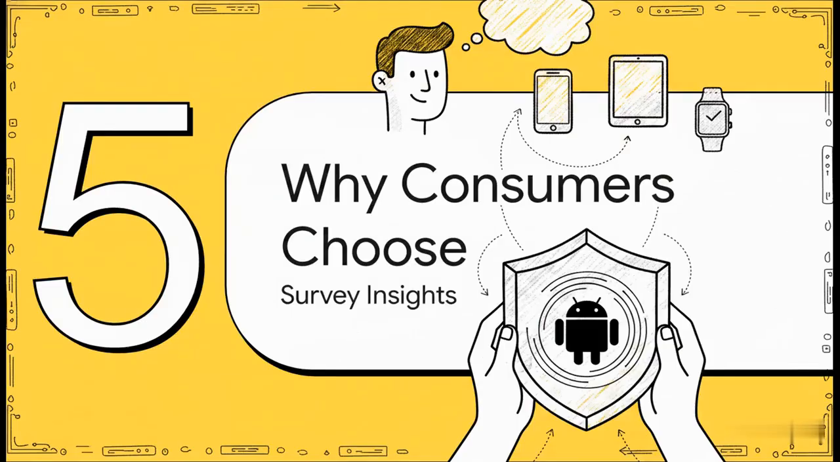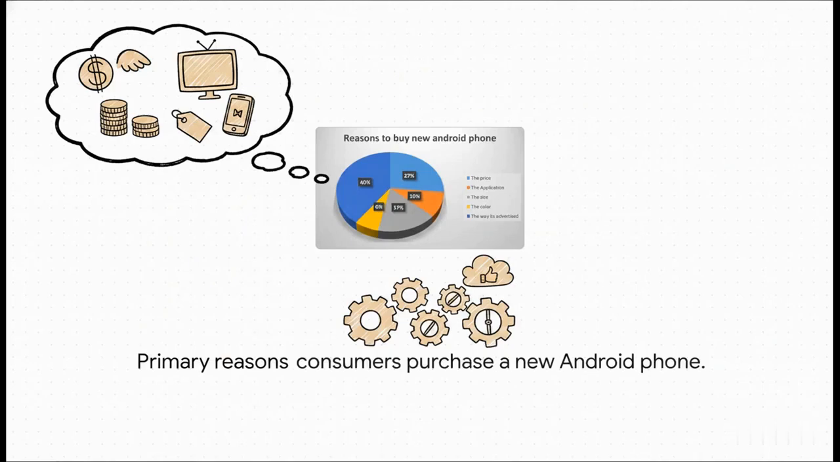Which brings us to Section 5, why consumers choose Android. We know the data, but why exactly do surveyed consumers choose to buy Android? Well, a demographic study gives us some answers. A dominant 40% of users actually cite price as their main reason. This perfectly tracks with what we talked about earlier regarding hardware diversity. Android just offers more affordable entry points.